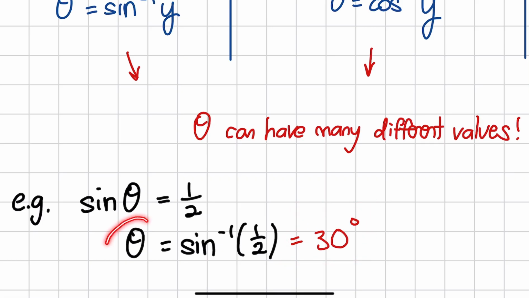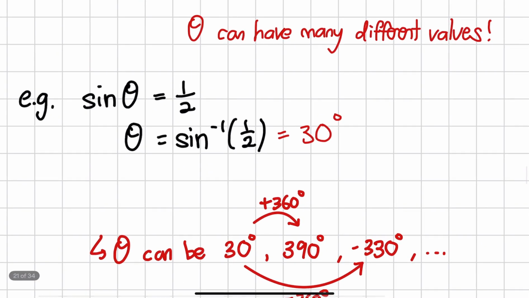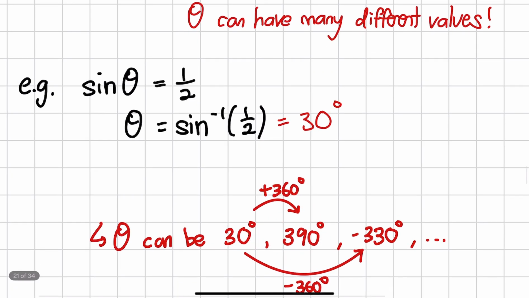However, theta can have many different answers in order to get half. For example, theta can be 30 degrees. It can also be 390 degrees by adding one cycle. It can also be negative 330 degrees by subtracting one cycle. If you press sine 390 degrees or sine negative 330 in your calculator, you will all get half. Therefore, this is what I mean by theta can have many different values, but your calculator will only show you one value, and this value is called the principal value of sine inverse half.